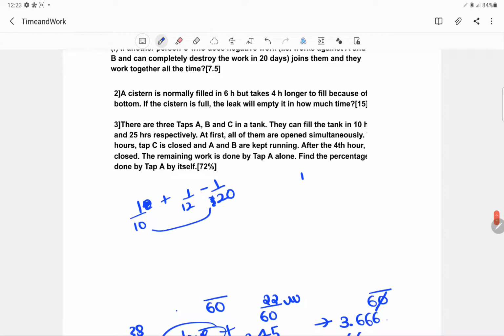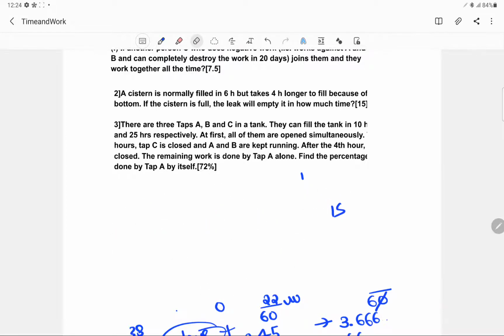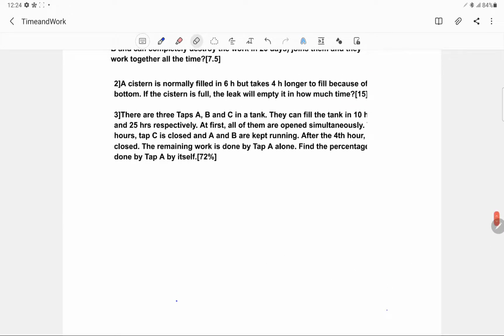So do this. This will be into 2, and this would be 1 by 20 plus 1 by 12, and that would be nothing but directly 32 by 240. And this is nothing but 4 by 30. This is nothing but 2 by 15, and this is like 7.5 days. So this is the concept of the negative work. This question was a very good question, because we have almost covered each and every concept in this. Let's move forward and look at another question.